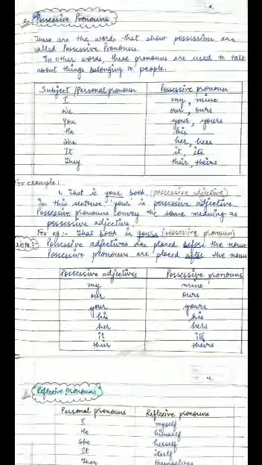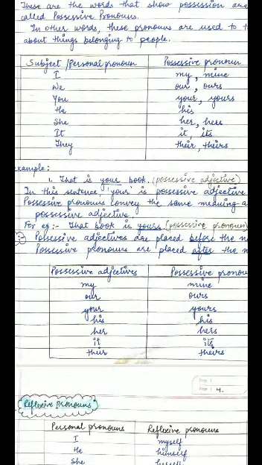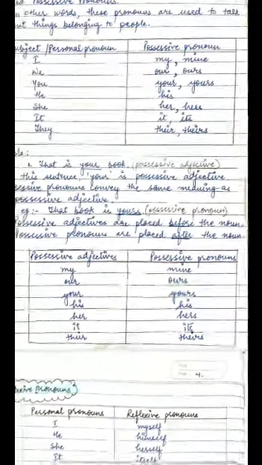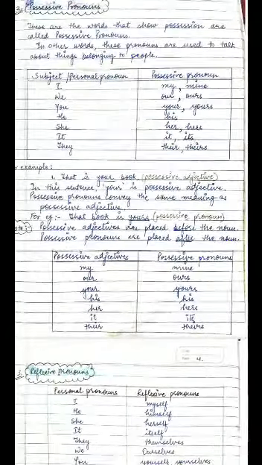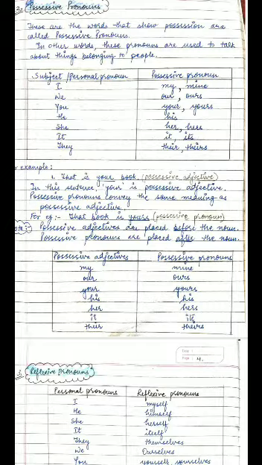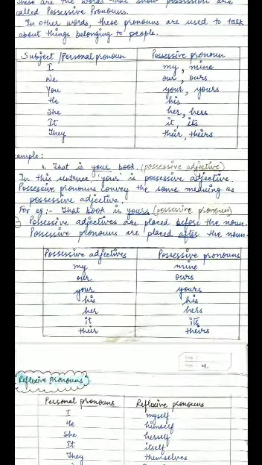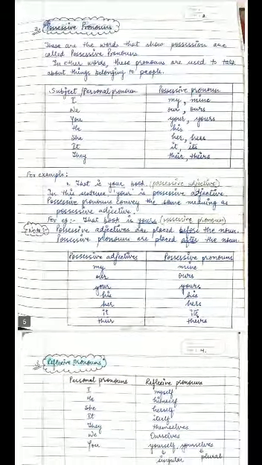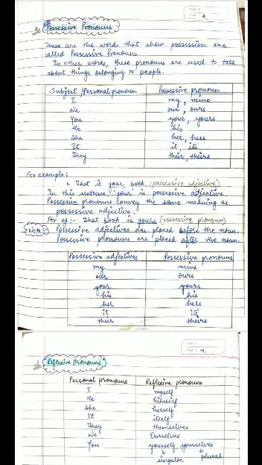So children, let's revisit one more time possessive adjectives and possessive pronouns. Possessive adjective for the word I is my and possessive pronoun is mine. And for we, our, ours. And for you, your, yours. He, his, his. She, her, hers. It, its. They, their, theirs.